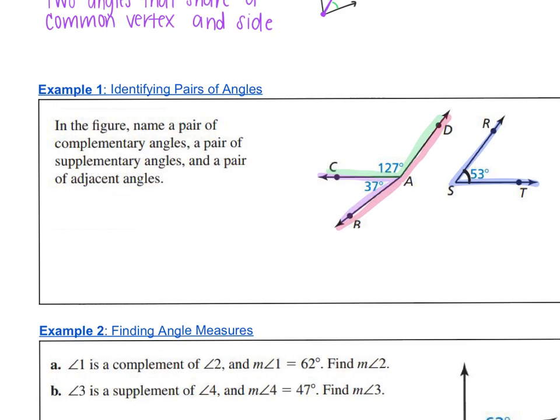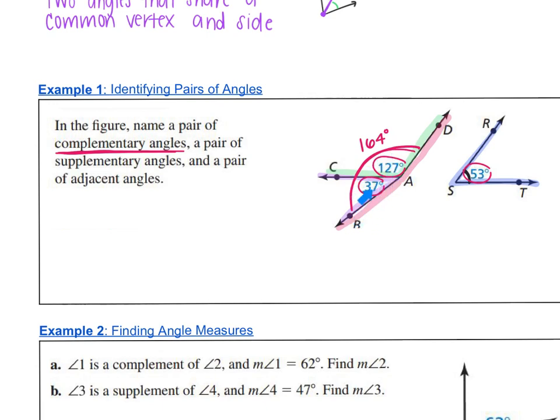If I'm going to name a pair of complementary angles, that means they're going to add up to 90. So my goal here is to find two things that add up to 90. Well, let's scan the measures that we have. 37, 127, and 53. If I were to add up this whole angle here, just kind of note that, what would we get? You should be getting 164. So maybe just worth noting, we do have an angle that measures 164, which doesn't really help us right here because I'm trying to find measures that add up to 90. So it's not these two angles. It's not 37 plus 127.